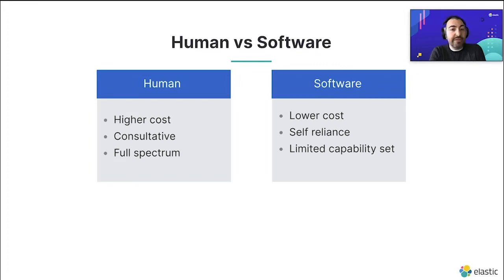So they're going to talk to you about the adversary group, and they're going to be able to do things like persona development or target selection or advanced phishing or advanced OPSEC. When you're on the software side, there's a bit of self-reliance there where you have to actually build the profiles yourself. And I guess the last two is you've got full spectrum versus limited capability set.